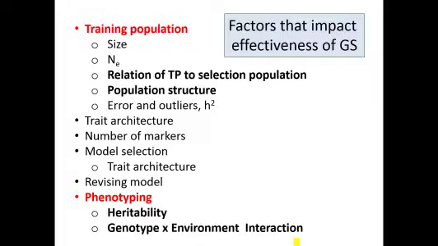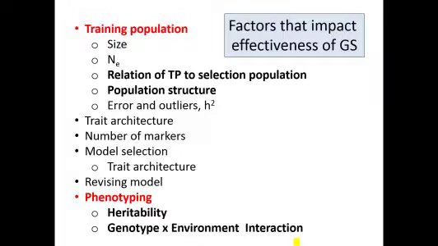There's also the number of markers you have scattered throughout the genome. It can be affected some by what model you use in your genomic selection, whether you revise the model, and the phenotyping. I've highlighted the top one and the bottom one because these are absolutely crucial, and these are things that you truly do control as a breeder.